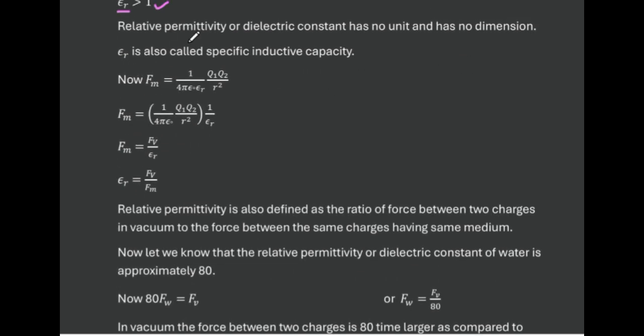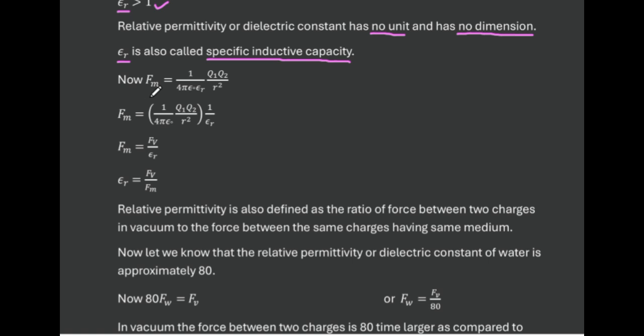Relative permittivity or dielectric constant has no unit and no dimension, because it is a ratio between two same physical quantities. Relative permittivity is also called specific inductive capacity.